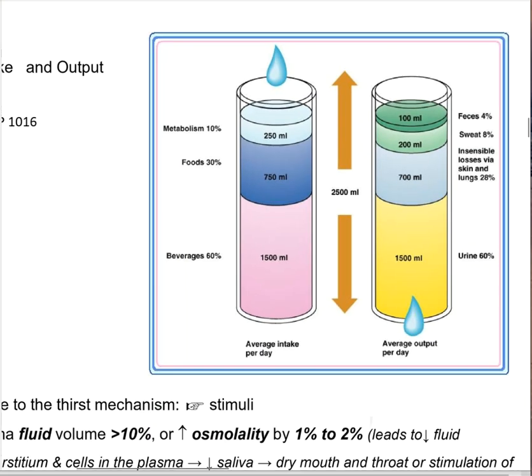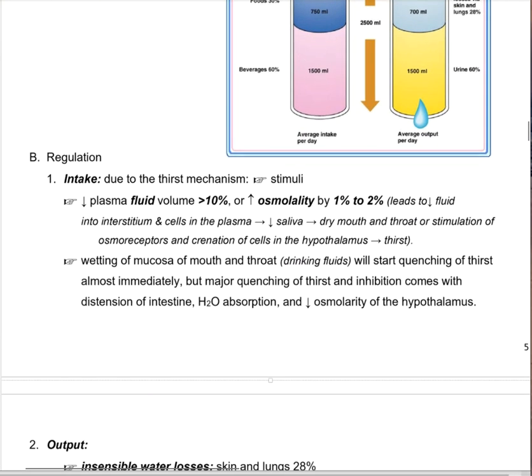Now we'll go over output in just a minute. It's on the next page. Let's just highlight a couple things here. So we know that intake is due to thirst mechanisms, right? Stimuli to tell us that we're thirsty or not. A decrease in plasma fluid volume by about 10%, or an increase in osmolality of 1 to 2%, which means the amount of dissolved substances in water goes up about 1 to 2%, will cause the hypothalamus to start to tell us that we're thirsty and to seek out liquid.